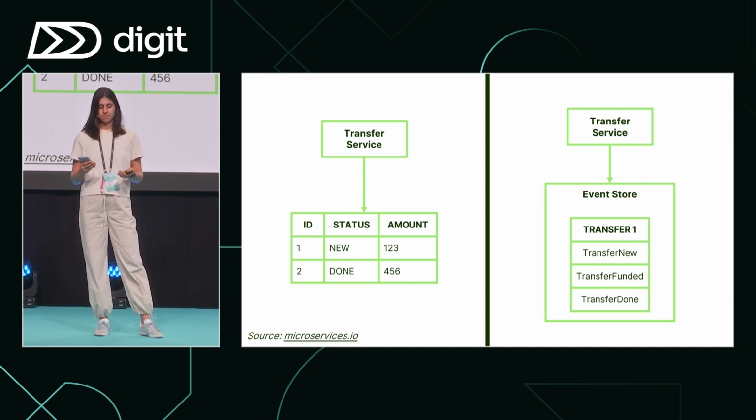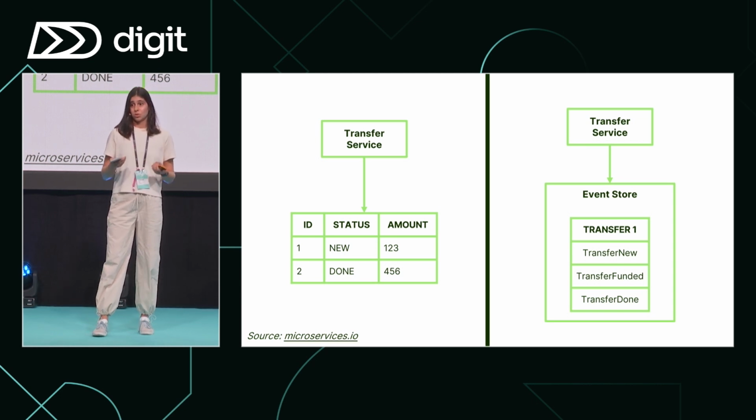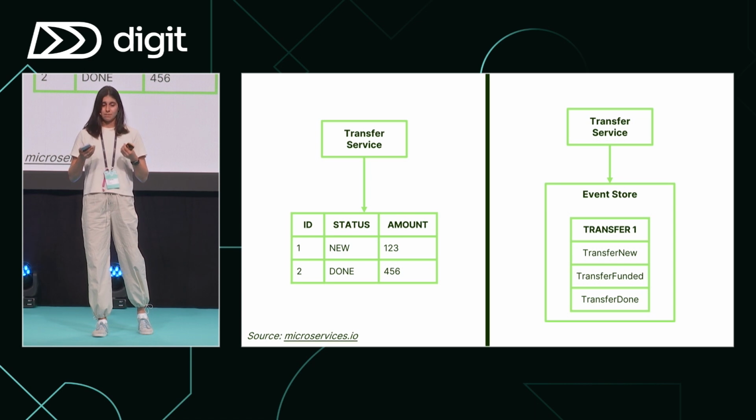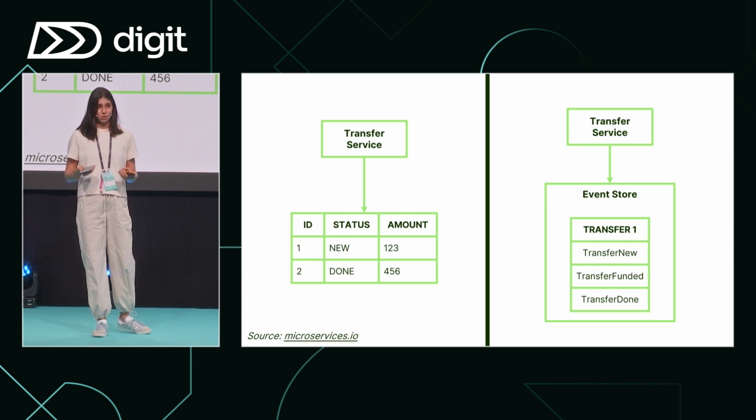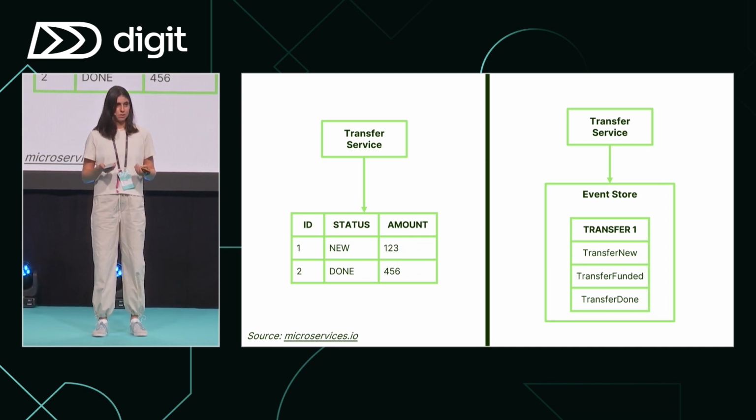So in Wise's case, having the history of events to what happened to certain domain objects is very essential as a financial services company. And this way, we can automate this process and not rely on developers to actually implement audit logging every time.